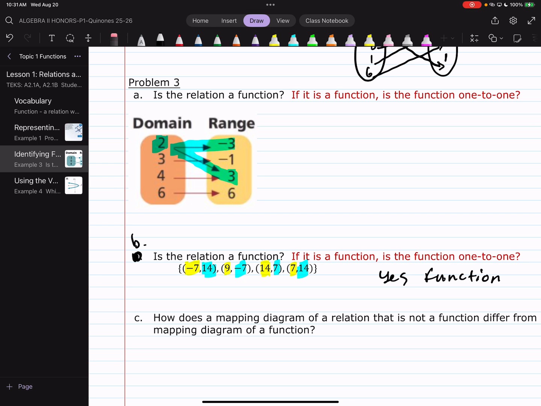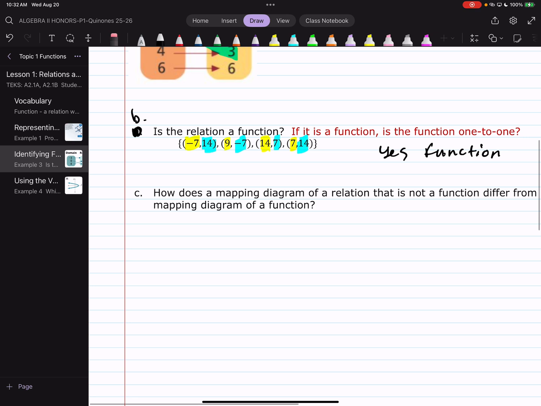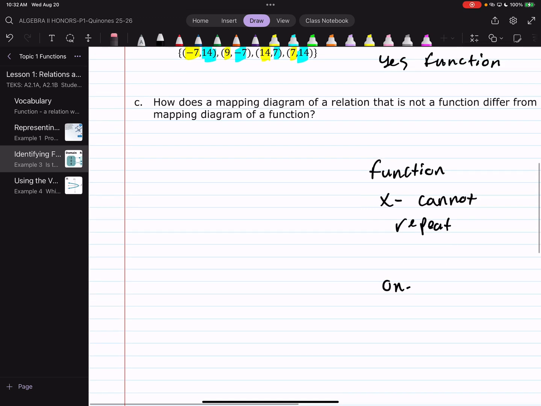The y. So again, quick rule. For functions, x cannot repeat. For one-to-one functions, y cannot repeat. That is the shorthand.